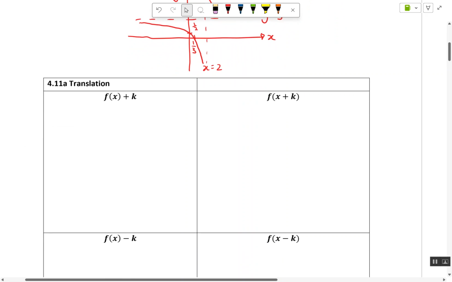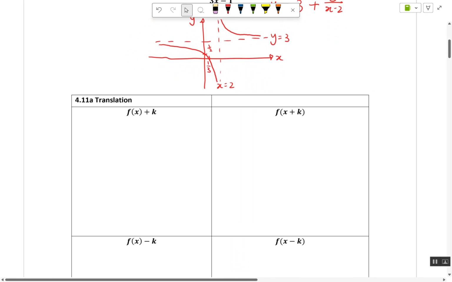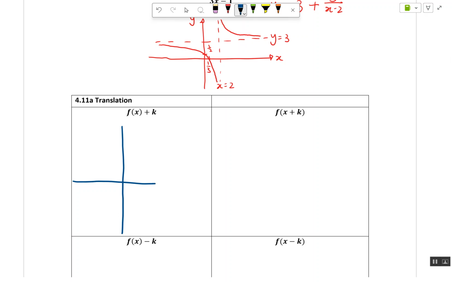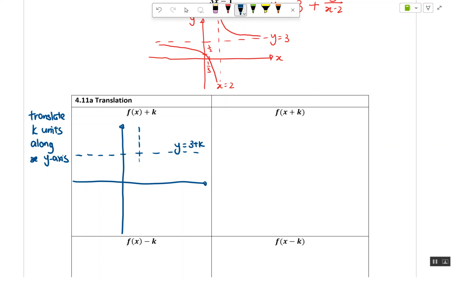Okay, so the next part, what happens if the graph needs to add a value of k? Basically it will translate k units along the y-axis. The asymptote will move up by k. So this guy will become y equals 3 plus k. The x asymptote will not change. So this guy is x equals 2 still.